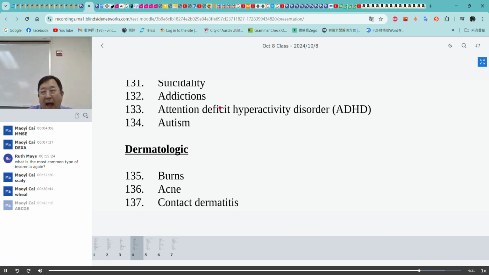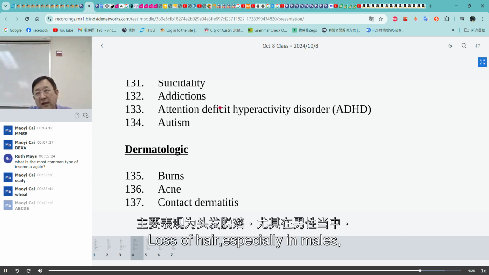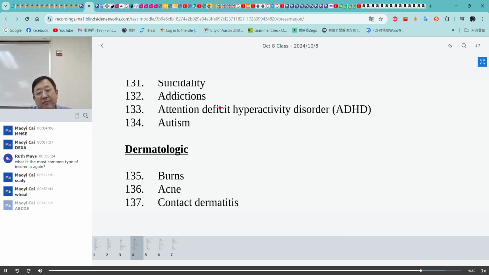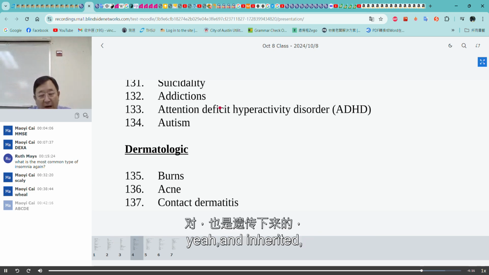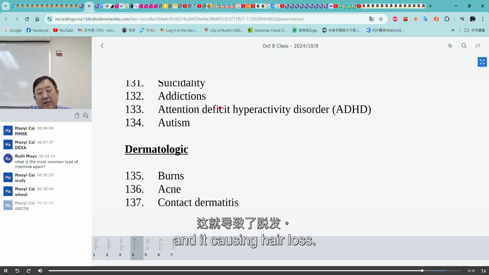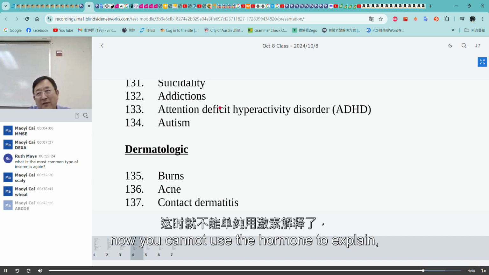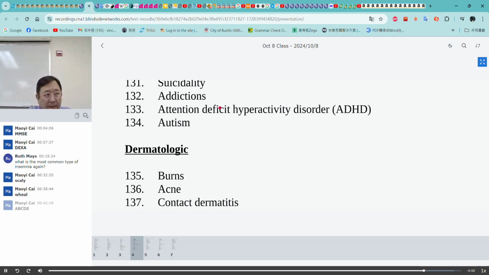Okay, alopecia, you know that, right? Alopecia is a loss of hair, especially in males, related to testosterone. There are genetic factors, inherited, and the testosterone effect causes hair loss. But in women, if there's alopecia, you cannot use the hormone to explain it, because in females, estrogen is usually not as strong as testosterone for hair growth. That's why for women, alopecia is mostly maybe an endocrine disease.